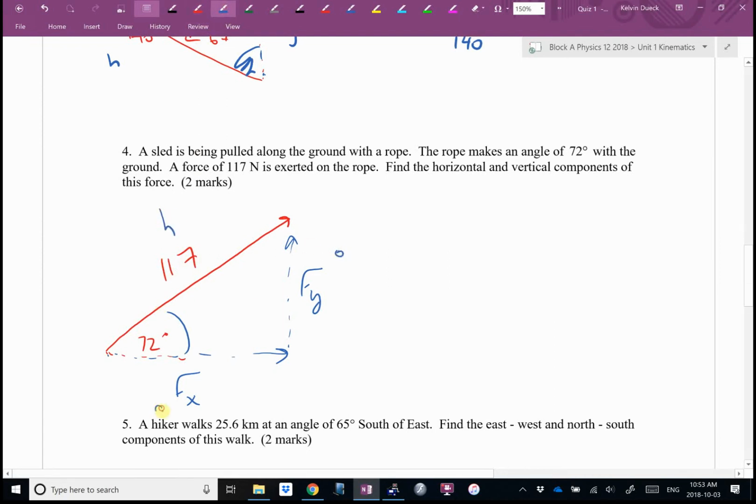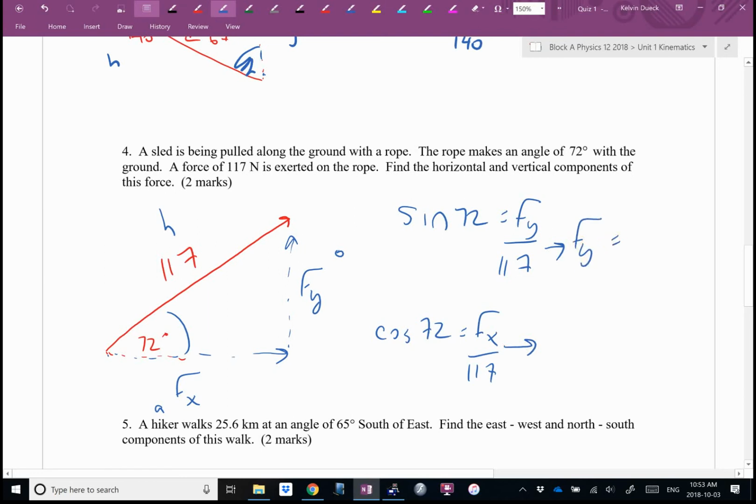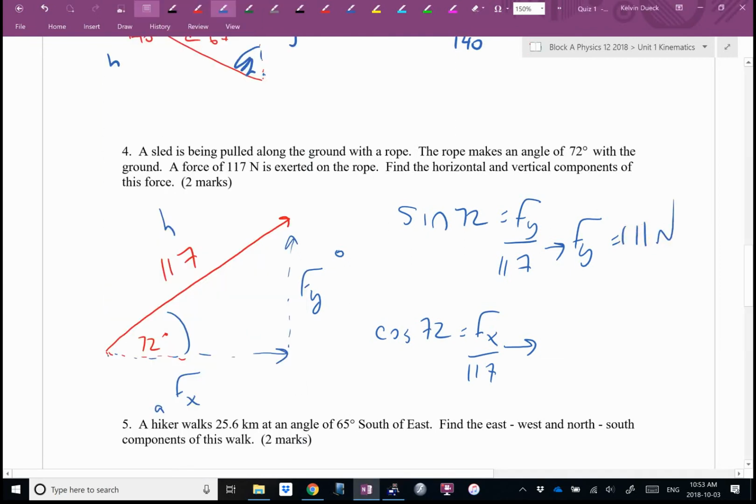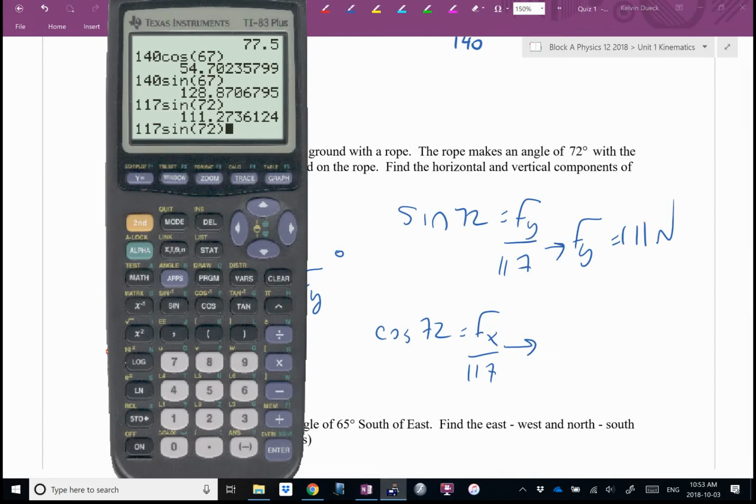Opposite, hypotenuse, adjacent. If I find Fy, it's going to be sine 72 equals Fy over 117. Cos 72 equals Fx over 117. So Fy ends up being 117 sine 72, 111. And Fx ends up being 36.2.